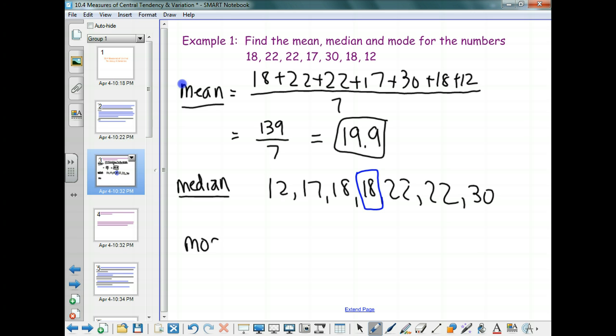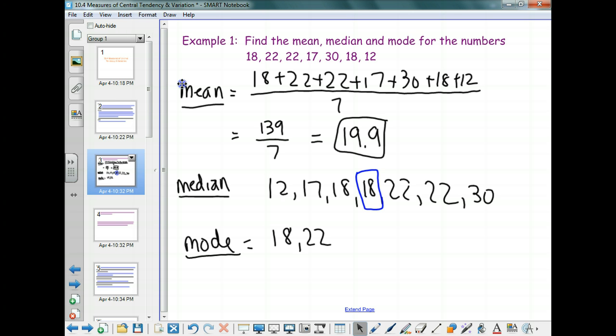There's 2 numbers. There's 2 of them, and that is perfectly fine. You can have more than one mode. So the mode would be 18 and 22. So this is actually what we call bimodal, not to be confused with bipolar. Bimodal, and you can have multiple ones. It doesn't just have to be 2, so there could be 3 or 4, whatever.